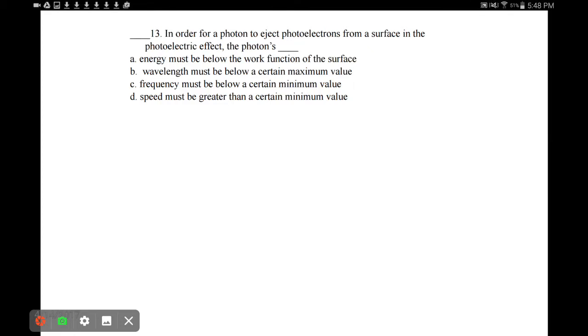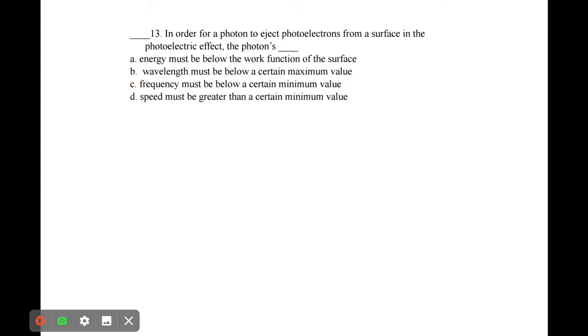Question 13 reads, in order for a photon to eject photoelectrons from the surface in the photoelectric effect, the photons... So we'll go ahead and read A, B, C, and D and go through these. So A reads, the energy must be below the work function of the surface.